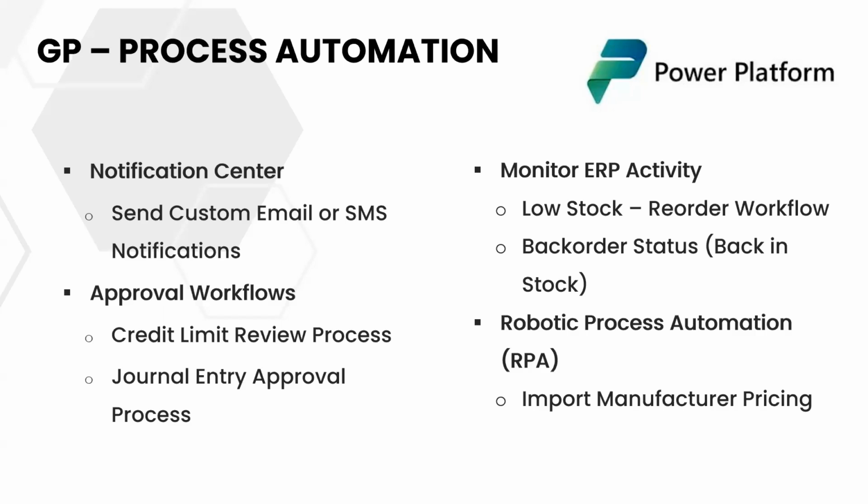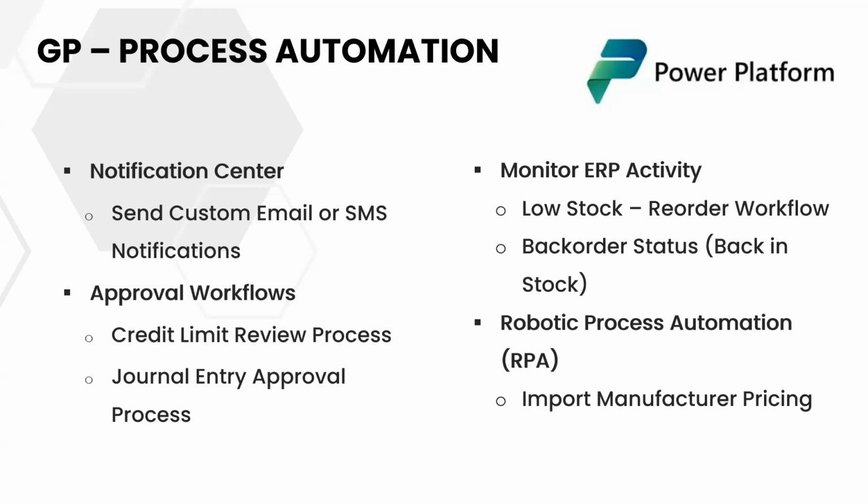And then there are some more common examples with what I call monitoring ERP activity. Things like low stock, right? So maybe we have certain items that are very popular items. Power Automate and Power Platform can actually monitor activity. So they can look for low stock thresholds and even automate reorder, back order status, back in stock.